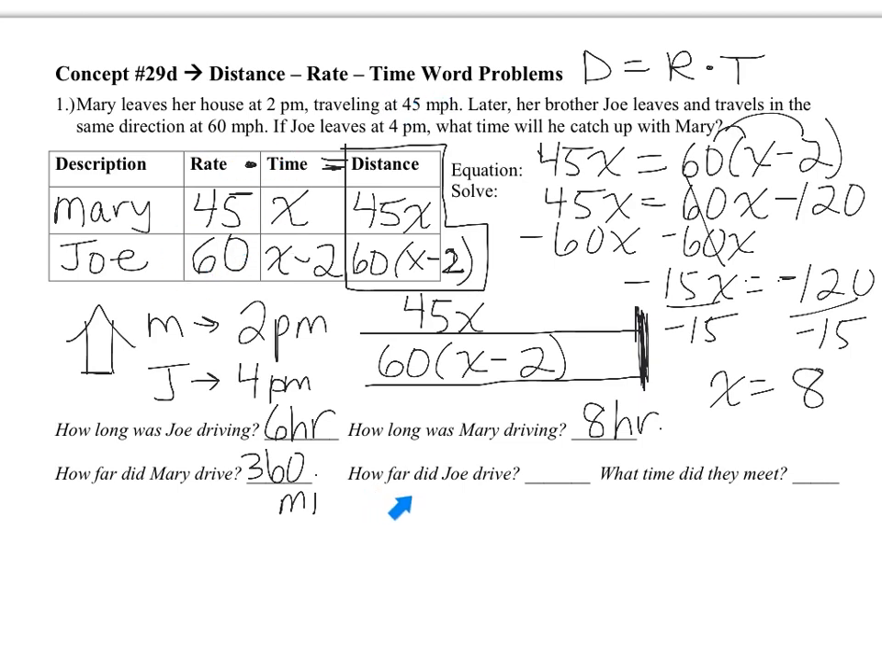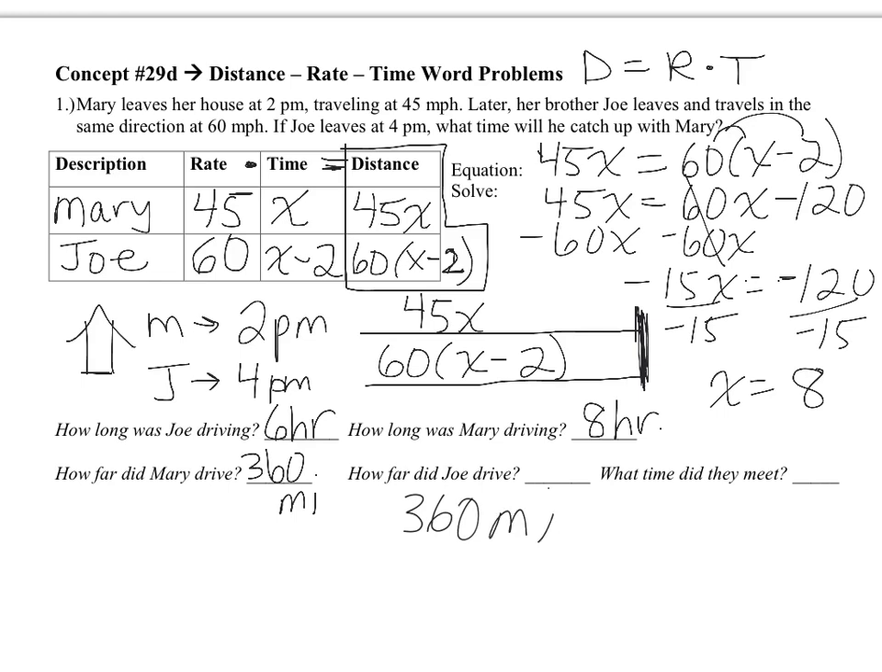Now, how far did Joe drive? Well, Joe, he drove this expression 60 times x minus 2. Now, if we did the problem right, it should be 360. So let's just think about this. If I put 8 in for x, 8 minus 2 is 6, and 6 times 60 is 360. So Joe also drove 360 miles.